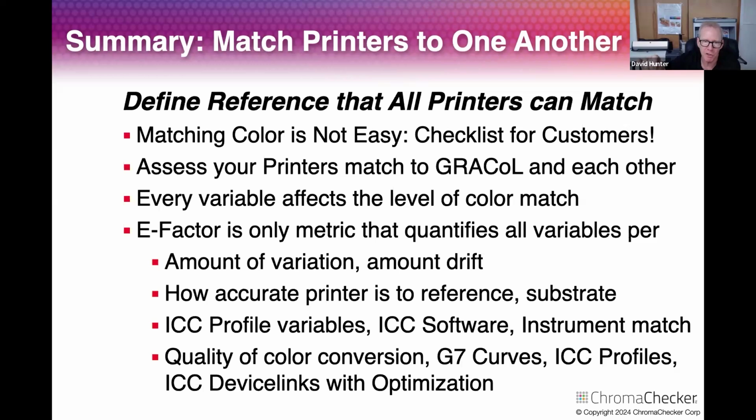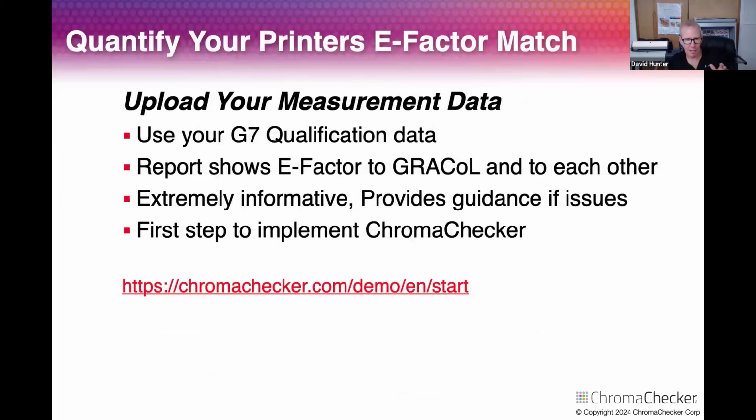you of all the things you need to check if you're trying to dial printers into one another, not only if they're within the same print make model, but different printer makes and models, because there's a lot of things here and it's not easy. And I'm building a checklist so you can follow ChromaChecker and plug them in and get these printers aligned, because ChromaChecker is checking every variable, and E factor is the only metric that quantifies all these variables: the amount of variation, the amount of drift, how accurate a printer is to reference, the profile quality, the color conversion, and so forth. Now, here's your call to action, guys.